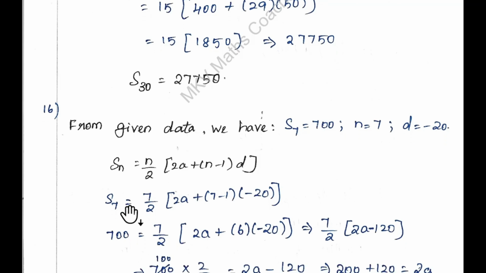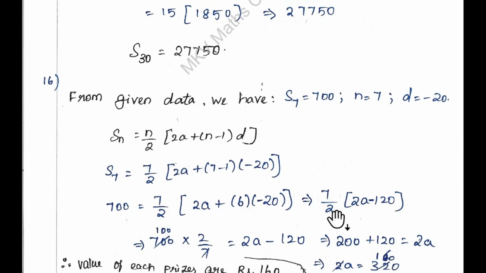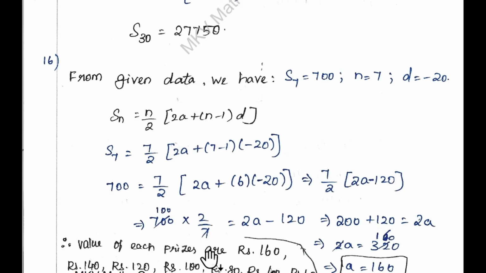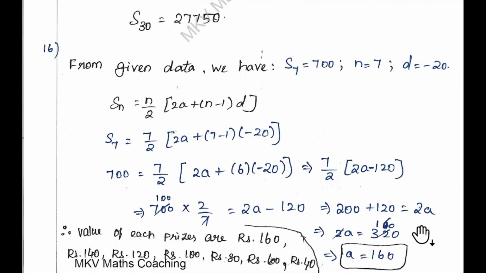So SN I'm substituting, 7 is the N, 2A plus 7 minus 1 into D, D is minus 20. So I'm just calculating it. 7 by 2 I'm keeping it as it is, 2A minus 120, and 7 by 2 if I send it that side, it will become 2 by 7. 700 into 2 by 7 equal to 2A minus 120. I'm cancelling it, so I'll be getting like this. So A will be 160. So if A is 160, that is the first prize is 160.